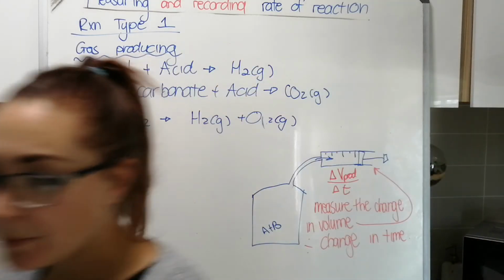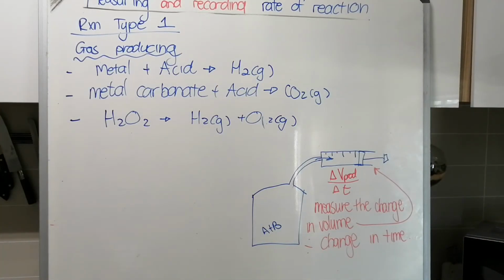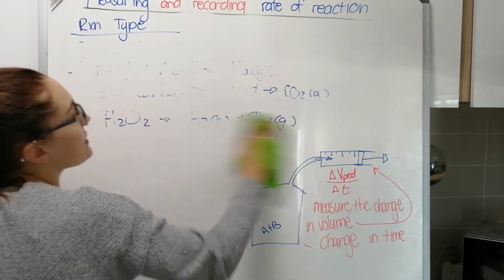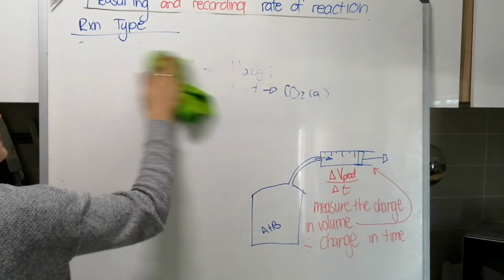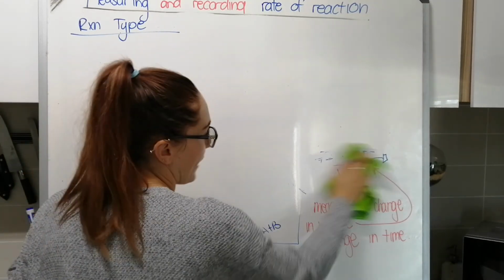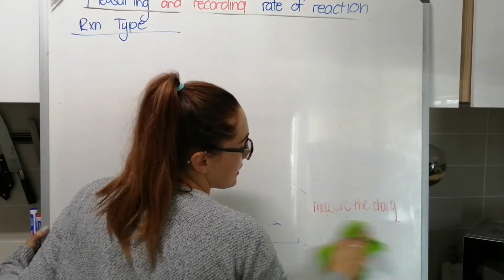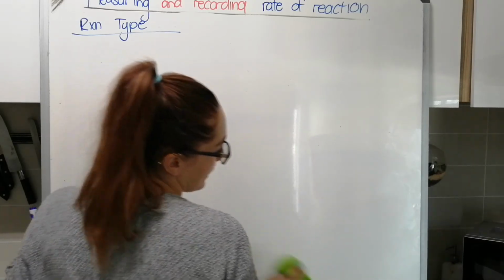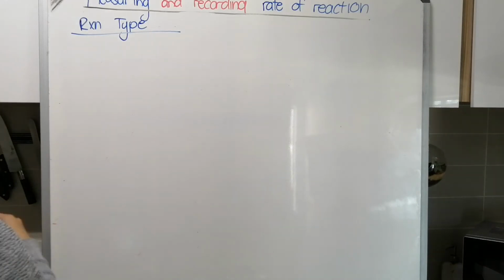Okay, then the second type of reaction on your notes was the precipitate producing reactions. So reaction type 2 is when you have precipitate forming reactions. Now the method of measuring the reaction rate of these is definitely not very accurate, but it is a method. It is one way of doing it.